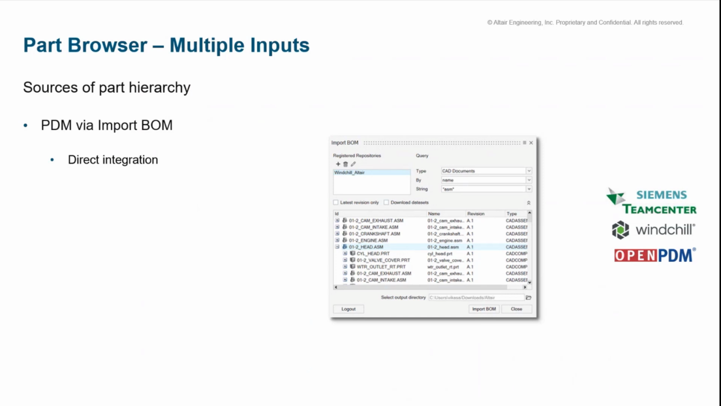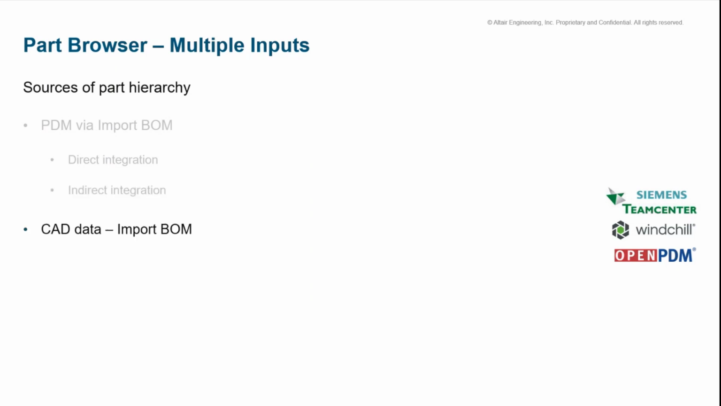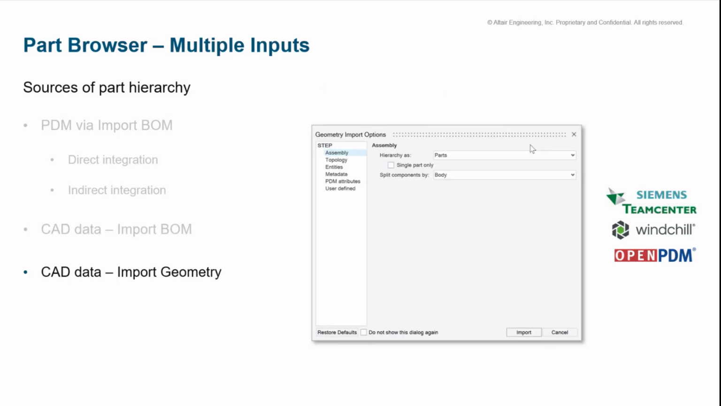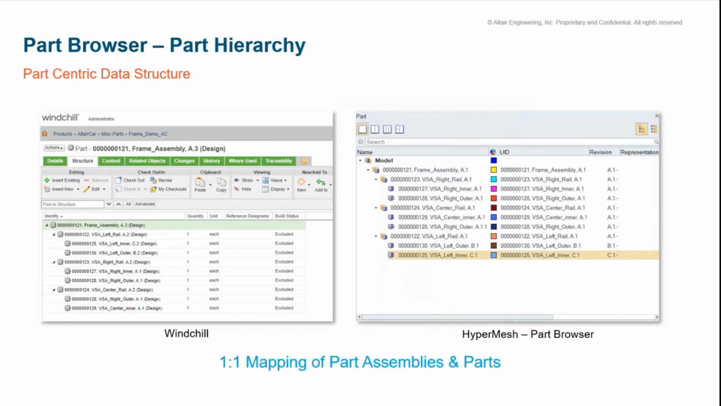Then there are other ways also to import the hierarchy. It's indirect integration, where a user has downloaded a PLM XML or a Windchill XML or a CAD BOM locally, and then other users consume it without the direct integration. We also import the BOM from CAD data itself. CAD itself is supported for BOM import, as well as CAD data is also supported for importing the geometry. And then, of course, you can create the part hierarchy from the interactive creation from within the part browser as well.